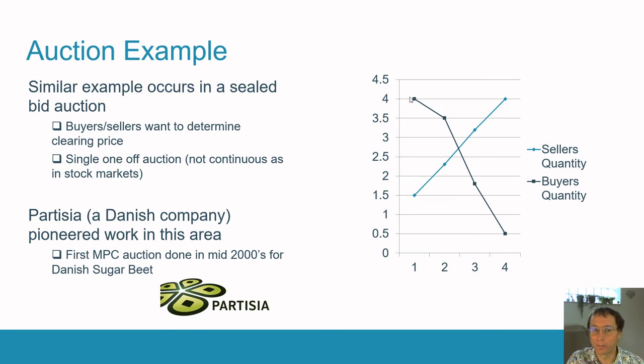On the other hand, from the point of view of the buyer, the higher the price, the less stuff they want to buy. So the clearing price is when we maximize the utility for the buyers and the sellers, which is where these two curves intersect. So that's essentially what an auction's trying to do.